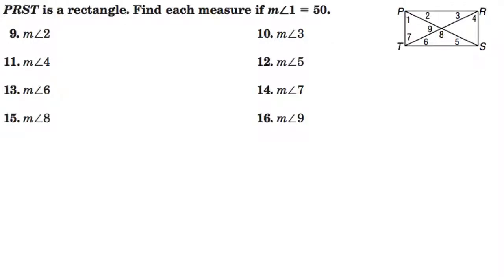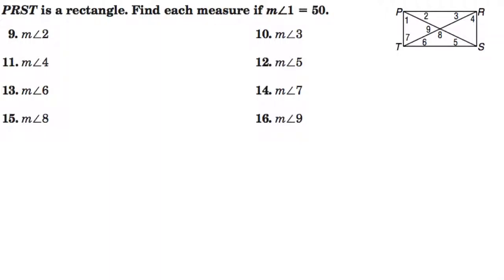Okay, here we have a rectangle, and we basically just want to find angles inside of this rectangle. The key thing with a rectangle is knowing that the corners are 90 degrees and that the sides are parallel, opposite sides are congruent, and that the diagonals are congruent and they bisect each other.